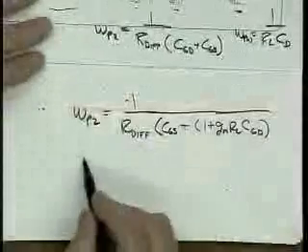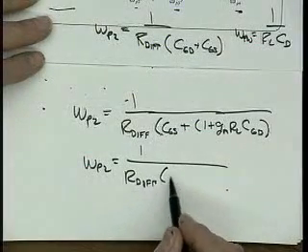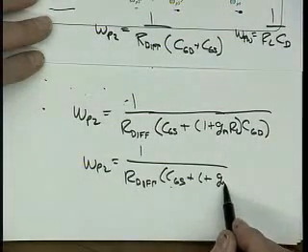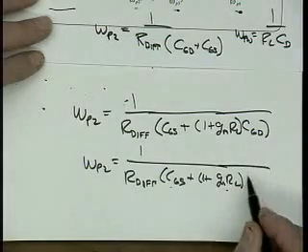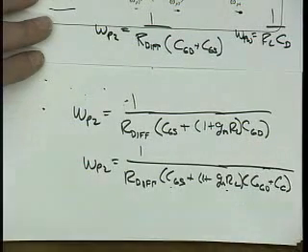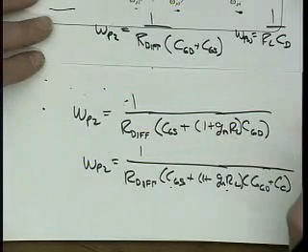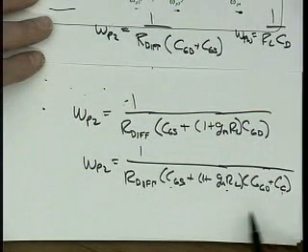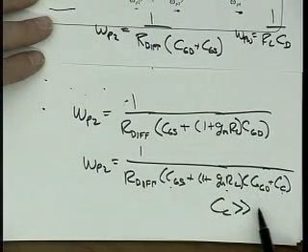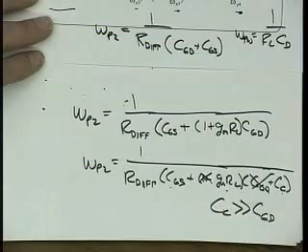So omega P2 now is going to be equal to 1 over R diff times CGS plus 1 plus GMRL times CGD plus C compensation capacitor. So this is an external capacitor that we put in our circuit. It's extra. It's not a parasitic. We'll have to add this in our layout. C sub C will easily be much, much greater than C gate to drain, so this becomes negligible. GMRL is probably much greater than 1, so we get rid of that.